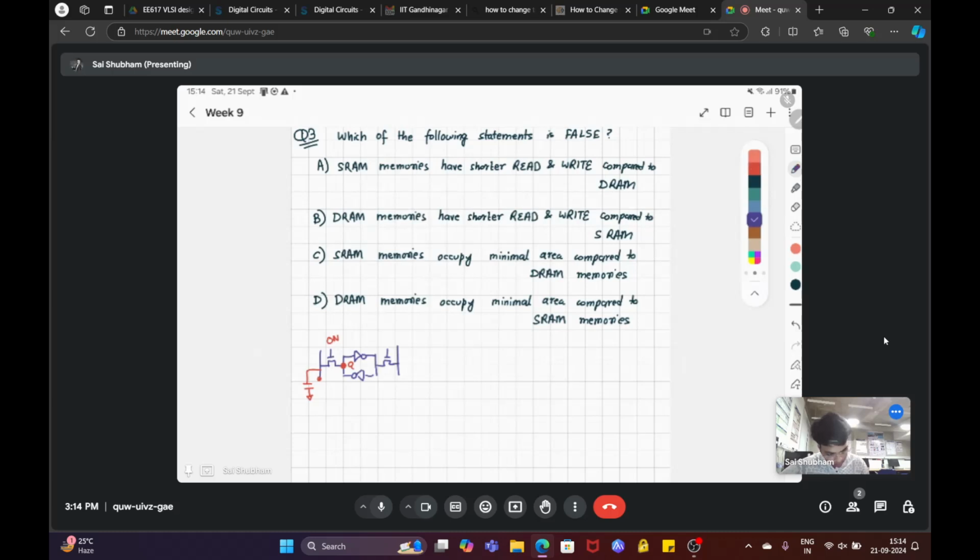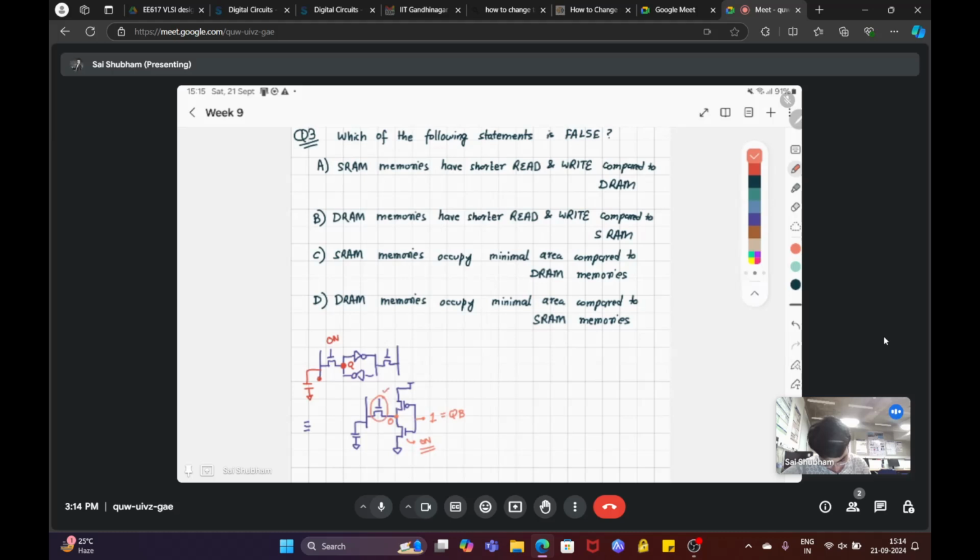Now this is equivalent to this circuit. Okay. So now suppose the gate is 1. Okay. If Q is 1, so what will happen? If Q bar is 1, what will happen? The data 0 will be stored over here because this NMOS will be on. Okay.